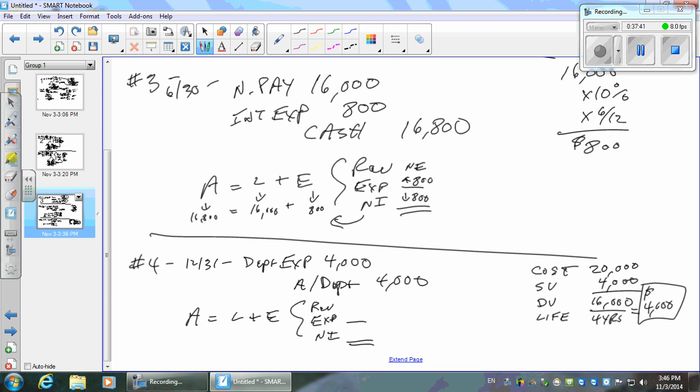Assets do what? Decrease by 4. Liabilities? I don't see a liability there. No effect. What does equity have to be? It's got to go the same direction. Decrease by 4. Revenues? I don't see one. No effect. Net expenses? It's going to go up by 4 if you debit an expense, right? And net income, therefore, down by 4, which is what caused the 4 reduction of equity. Now, that's what it would do.